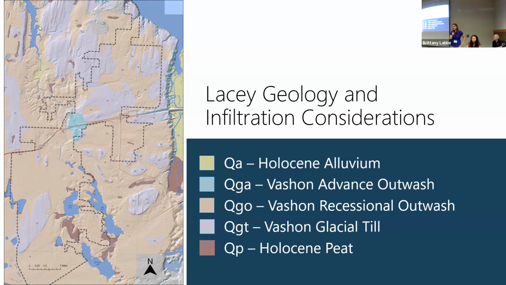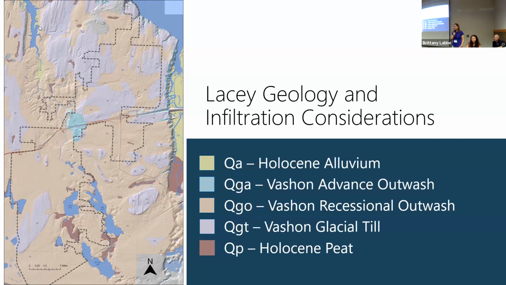And so that context is important for thinking about infiltration opportunities and constraints, and in particular, deep infiltration. So shallow infiltration facilities would be situated in that recessional outwash, that tan unit. But on an upland, recessional outwash is often thin, and it contains groundwater perched on top of that low permeability till.